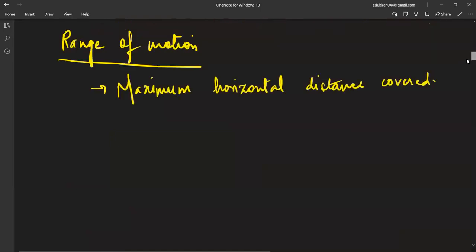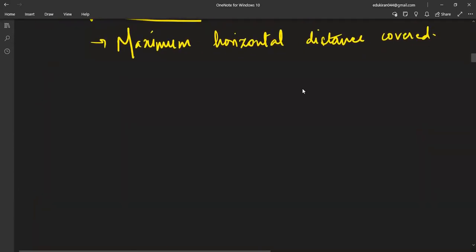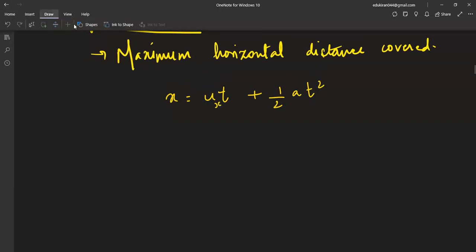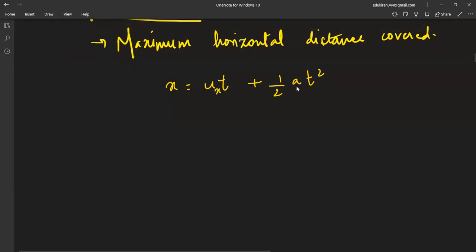Now range of motion. So range is what? Range is the maximum horizontal displacement that is covered. So this is a little less in comparison to your angular projection. The derivation of this is also very easy. See, if you write the equation, x is equal to ut plus half at squared. So we have to talk everything with reference to x-axis. So this becomes ux and acceleration also becomes along x-axis.